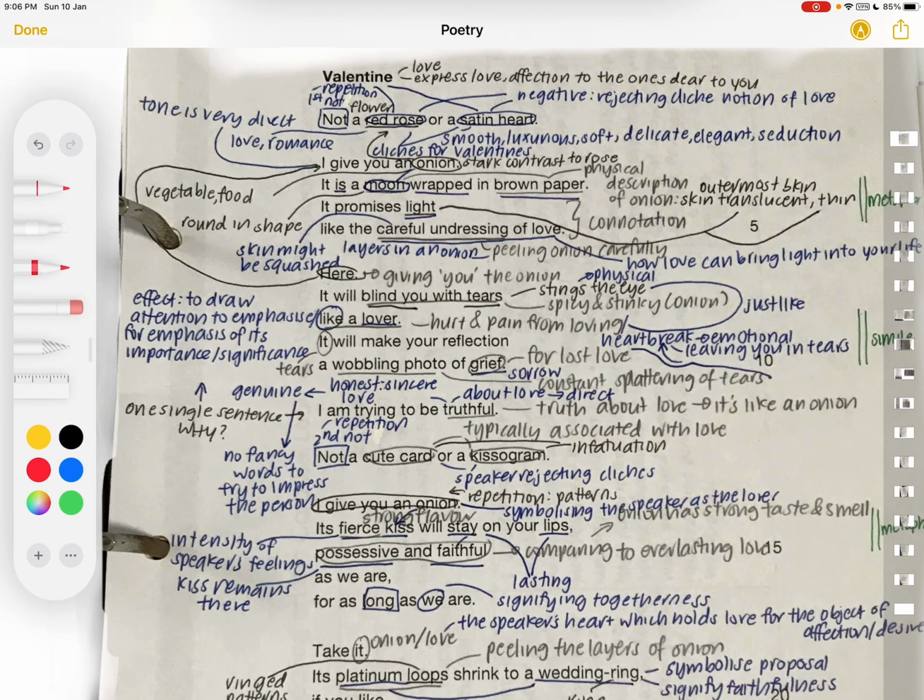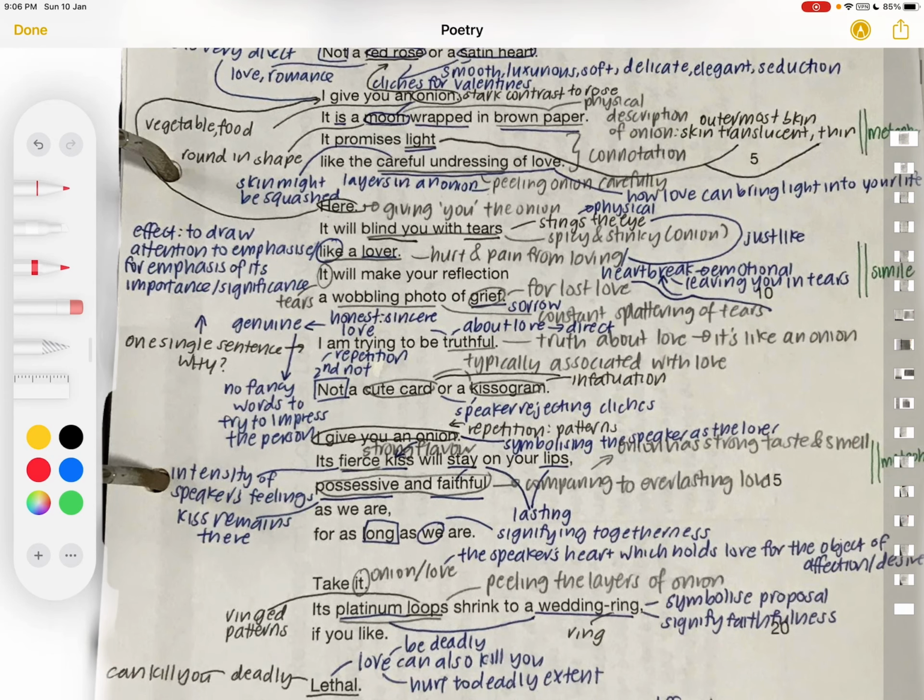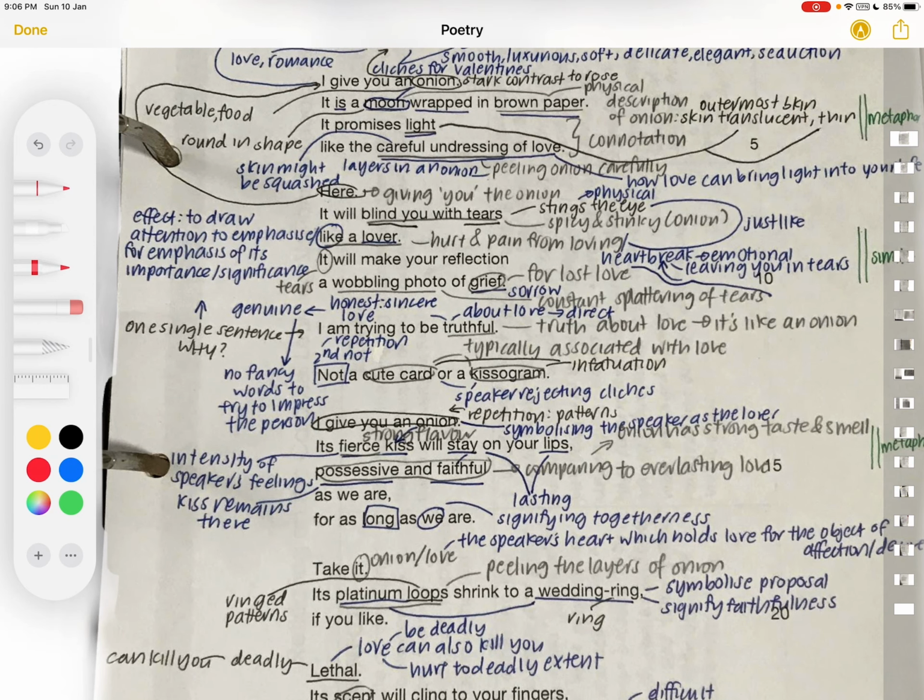So it will make your reflection a wobbly photo. It will make your reflection a wobbling photo of grief. The "it" refers to tears in this sense, and "wobbling photo" is because of the constant splattering of the tears, so it makes our vision slightly blurred. Grief is for the lost love, and this refers to probably heartbreak, like emotional heartbreak, leaving one in tears. So here the poet is using a simile.